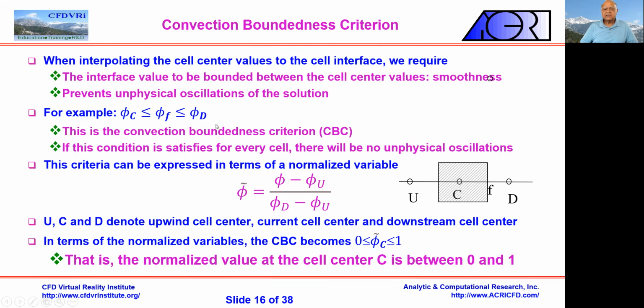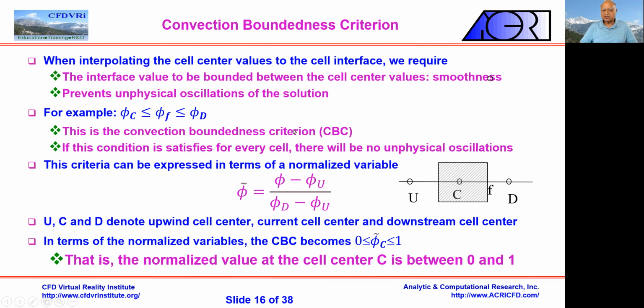There is a convection boundedness criterion which tells you how we can derive a good scheme. When interpolating the cell center values, we require that the interface value, as I stated before, should be bounded between the cell center values. That's the condition of smoothness. It prevents unphysical solutions, provided the interpolated value stays within the values which surround it. So the value at the face should stay between those two values when you compute it. This is the convection boundedness criterion.